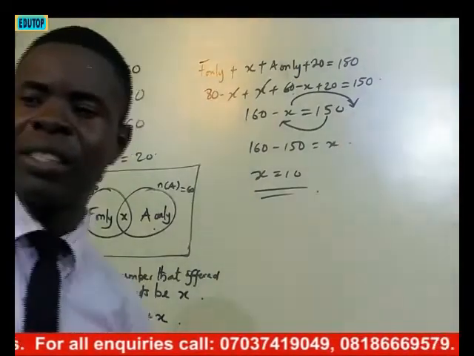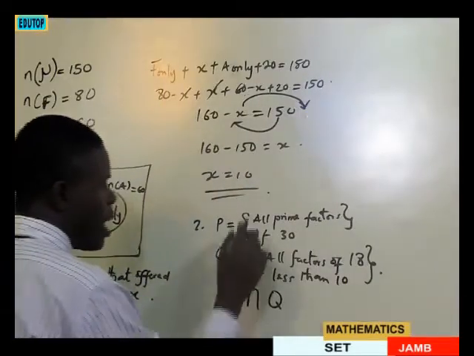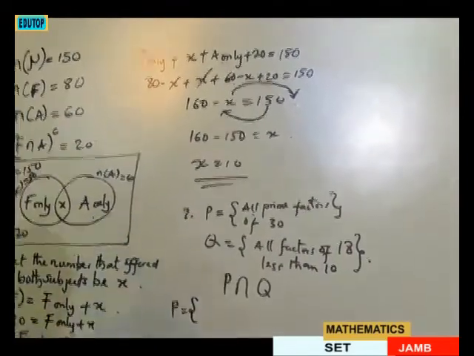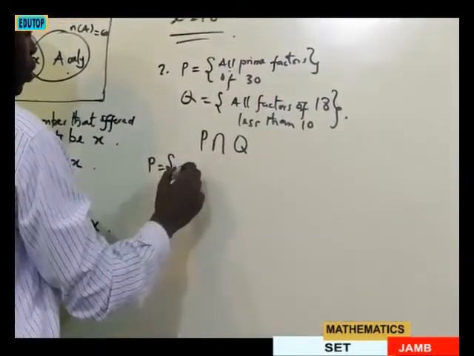The second question says that if P is the set of all prime factors of 30 and Q is the set of all factors of 18 less than 10, then the questioner asks us to find P intersection Q. Now let's list the factors of P. Remember that for all prime factors, they must be prime. So now if you go starting from 2, 2 is a prime factor of these.